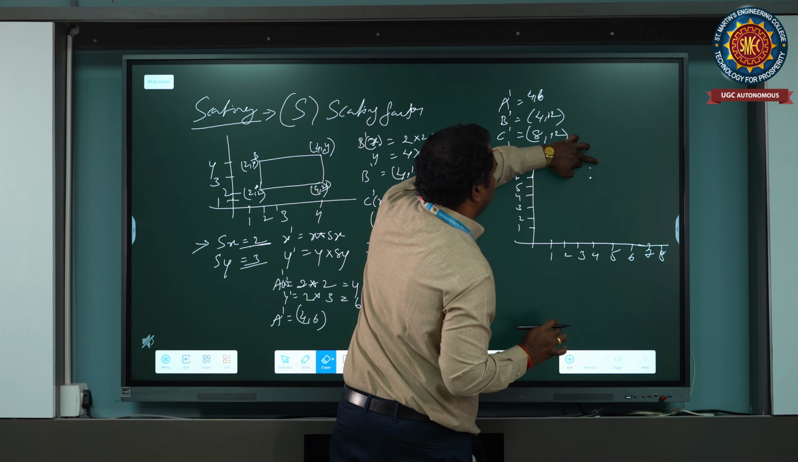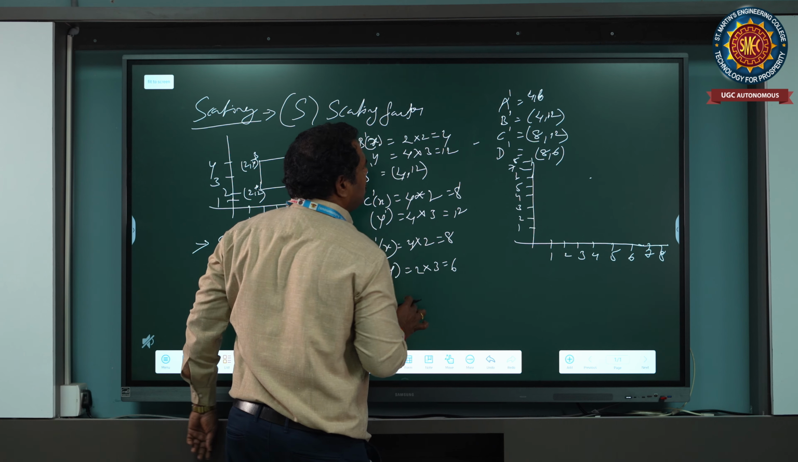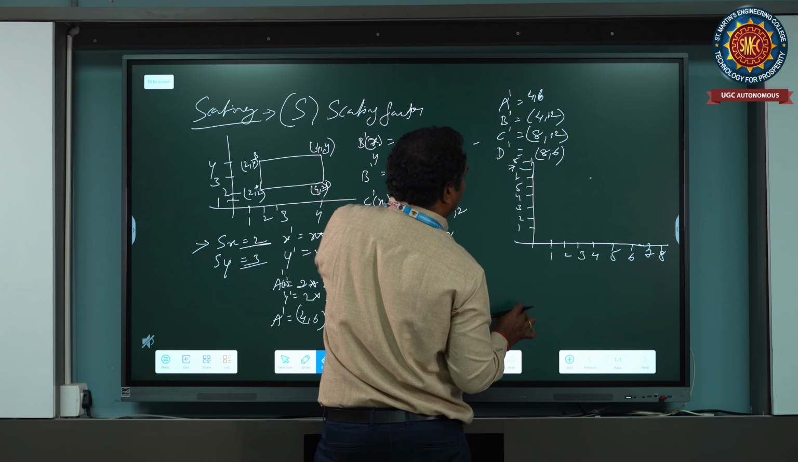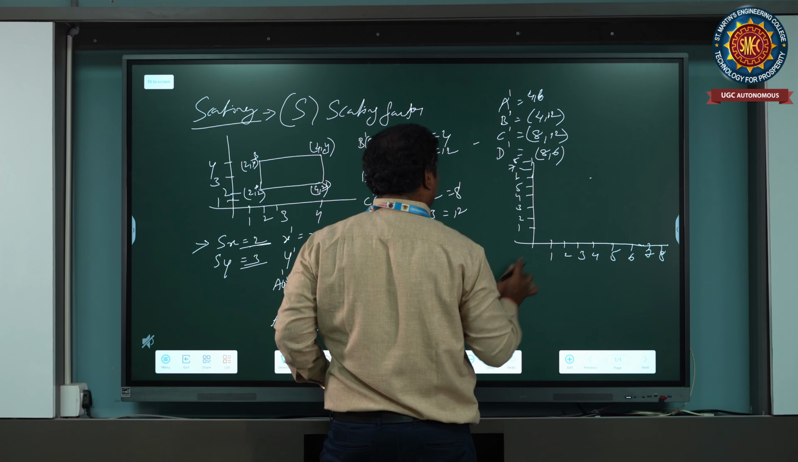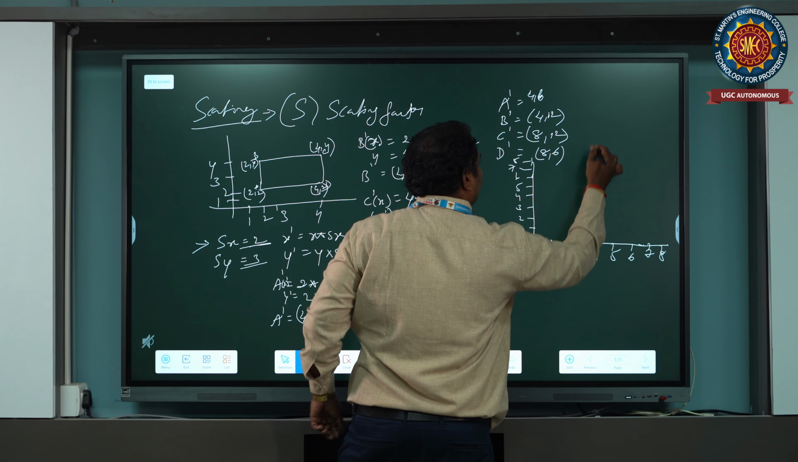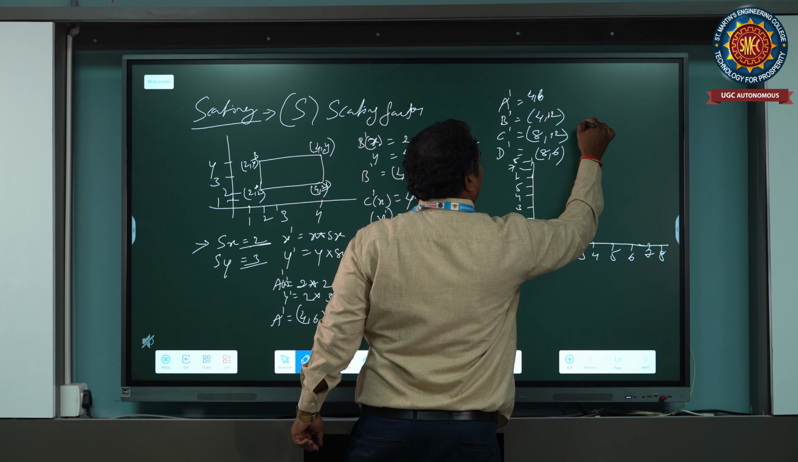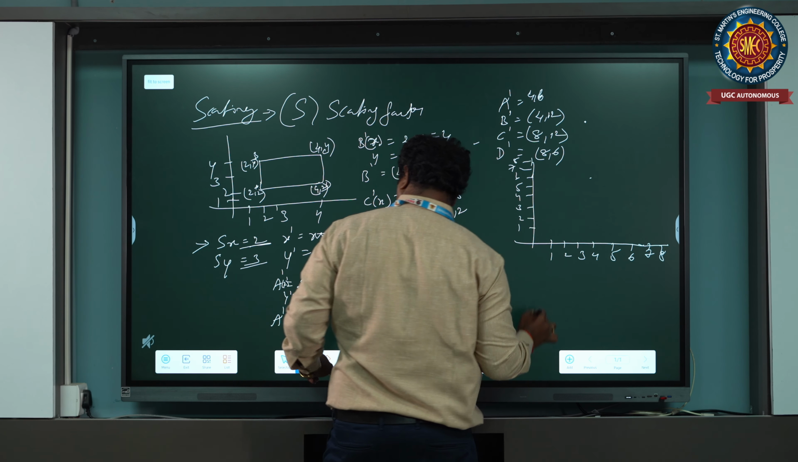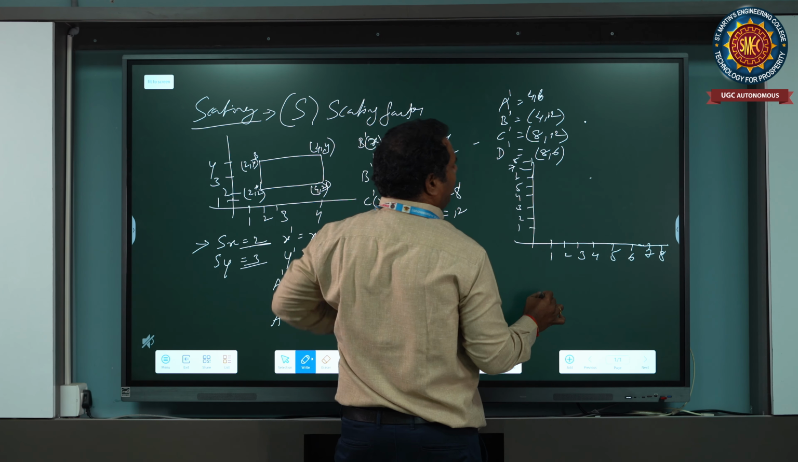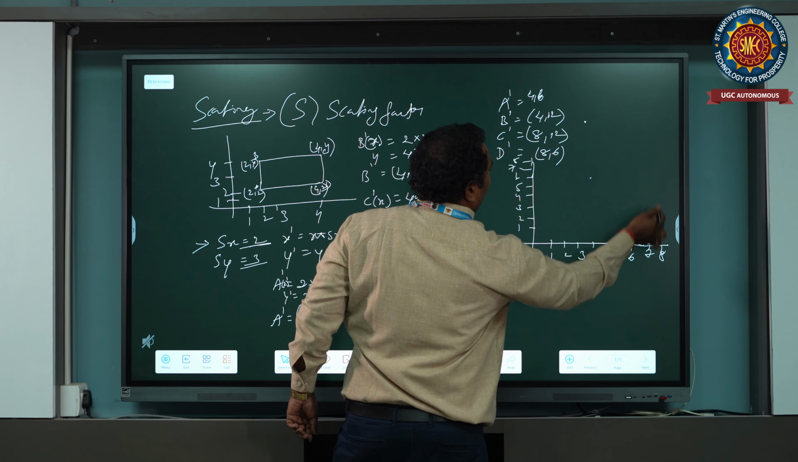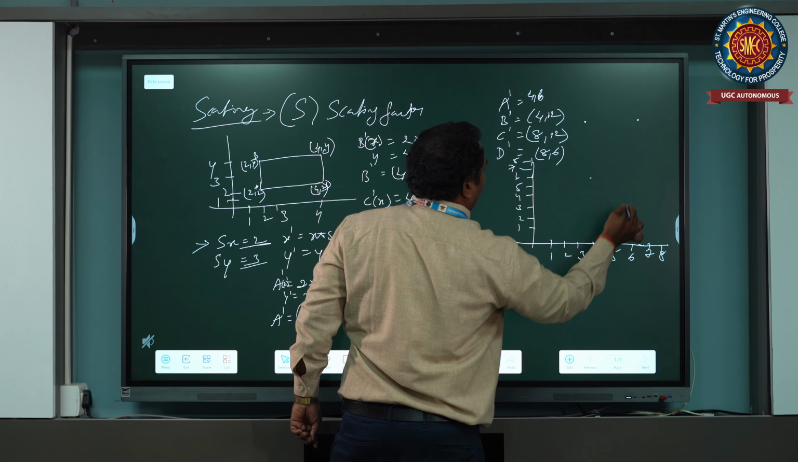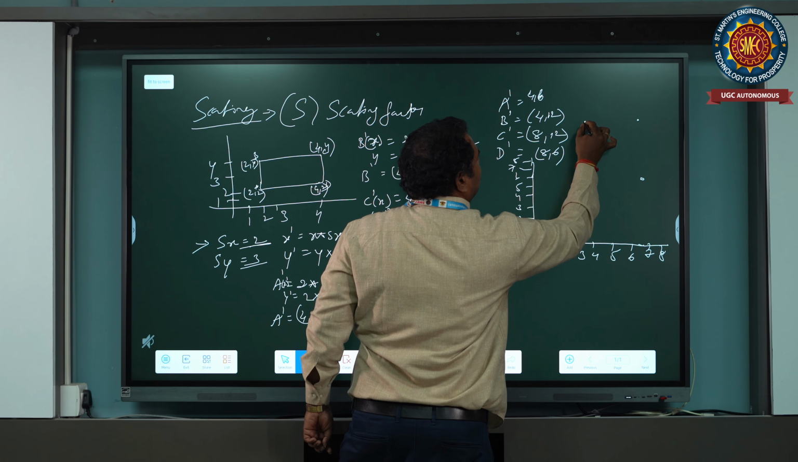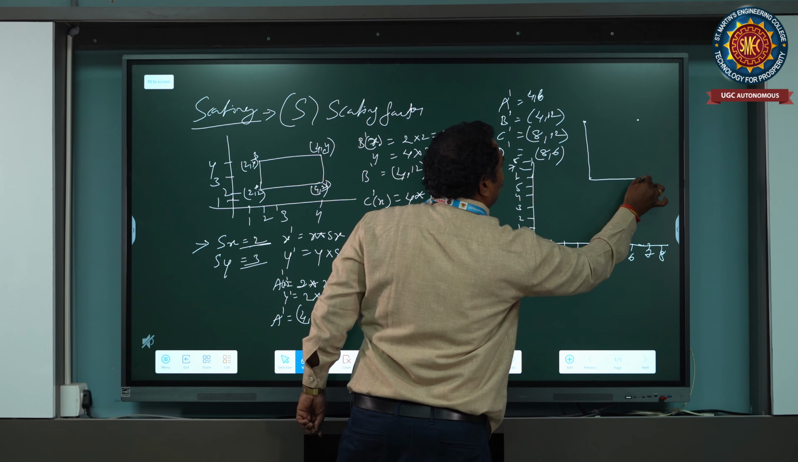4 comma 6. Then the next one is 4 comma 12, and the next one is 8 comma 12. And one more is 8 comma 6. These are all the points you have to identify.